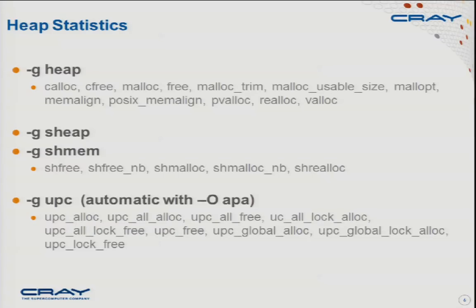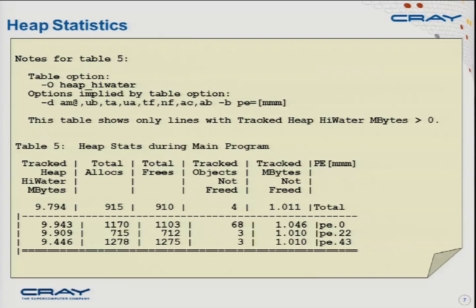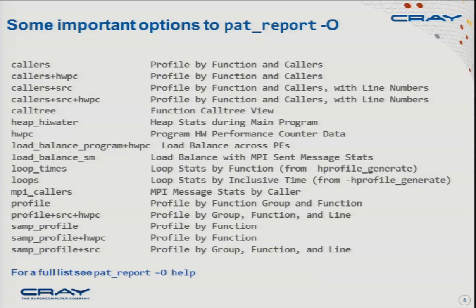Then there are also other options for other groups of functions. This is the table that you get, okay? So you can understand how many allocations, how many frees, and so on, so you can understand which elements are involved if you are in a situation with a memory leak, okay? So these are the options that you can use. There is a full list, and of course you can do pat_help, or the man page of pat_build, to understand the meaning of these functions, okay?